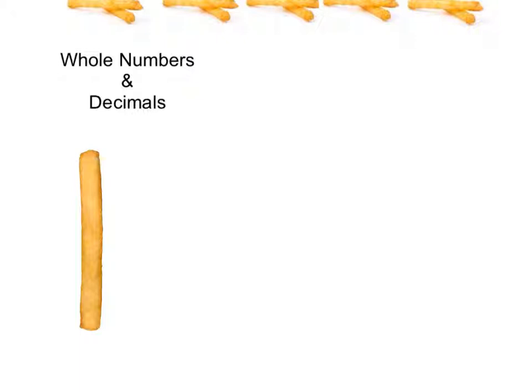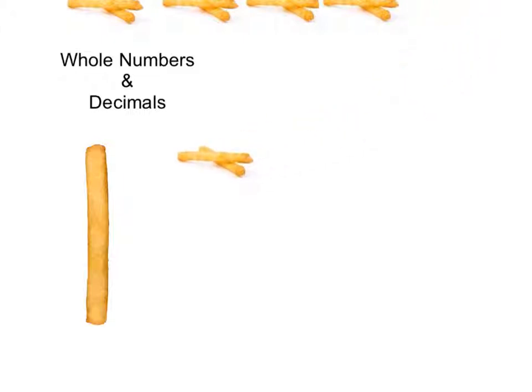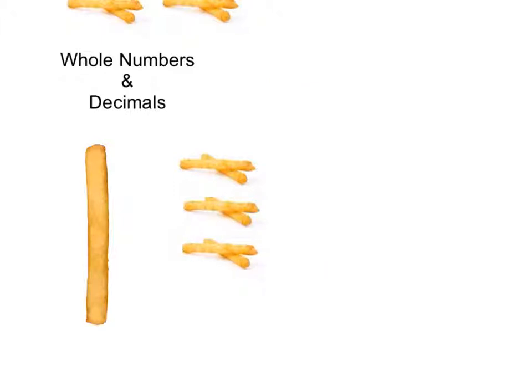But every once in a while, we do need to break whole numbers into smaller pieces. So we might need to share this French fry with 10 other people and break it up into smaller pieces. And when we do cut that whole number into smaller little pieces, we call those little pieces decimals. Here they are, my decimals.